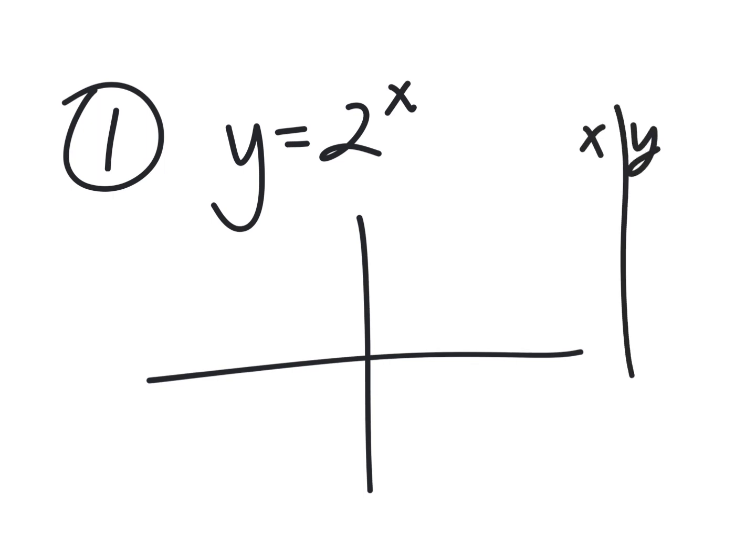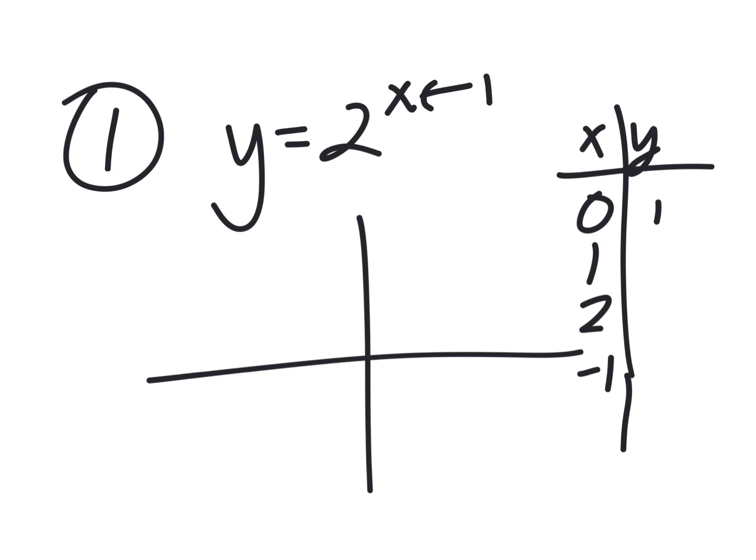XY chart. Vivian, what numbers did I say I usually stick in? 0, 1, 2, -1. Very good. You have to have one negative number, and the only negative number that works really nicely is negative 1 because it just flips the number over. So let's go ahead and do that. If I put in 2 to the 0, 2 to the 0 is 1. That's pretty easy. If I put in a 1 here, 2 to the 1 is 2, 2 to the 2 is 4, and 2 to the negative 1 goes in there.